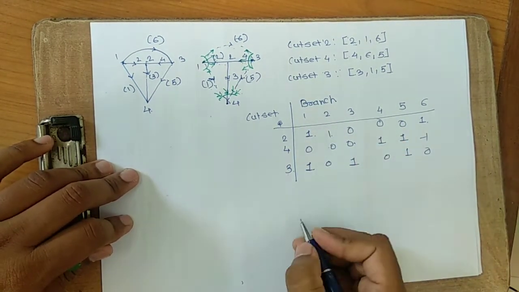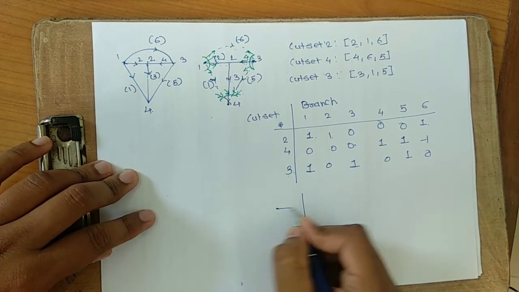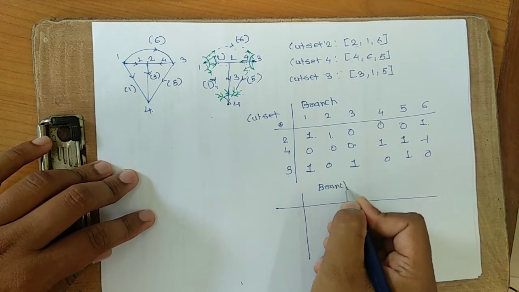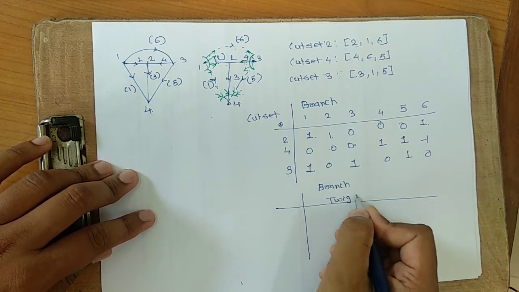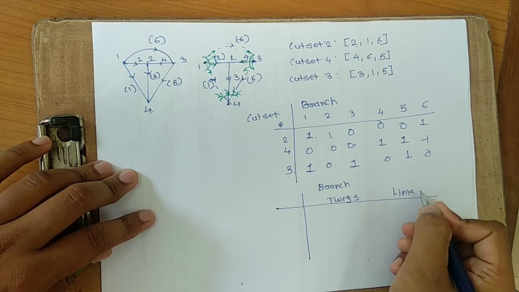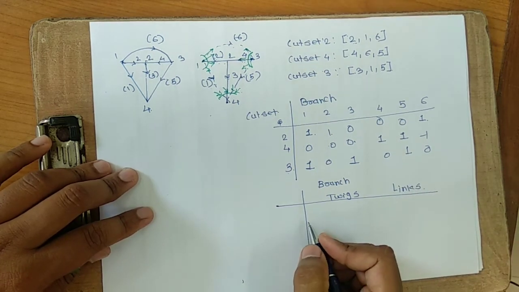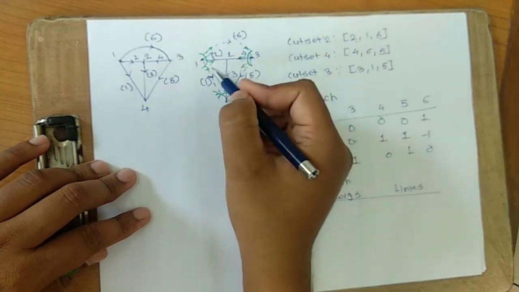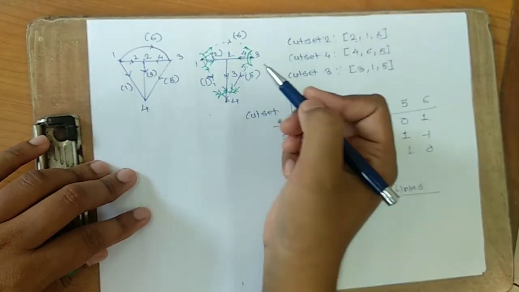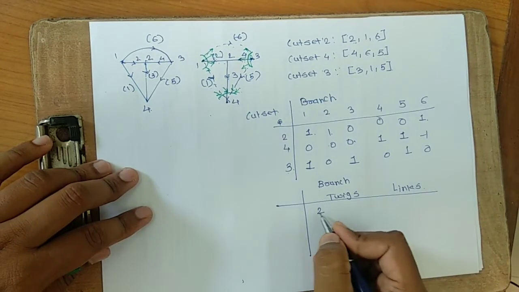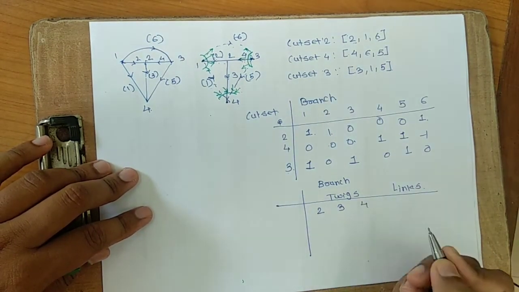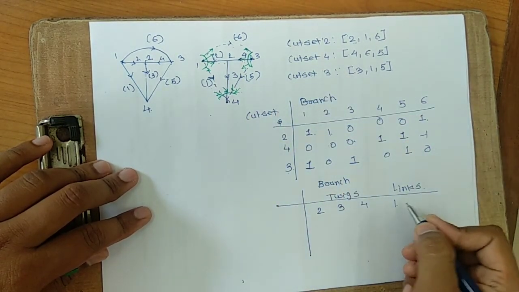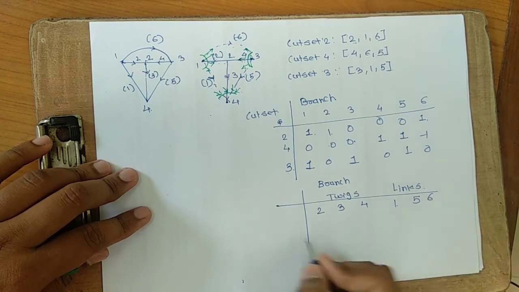In that you have to separate out the twigs and links. So what are the twigs and links given inside the figure? Twigs are the permanent branches, that is 2, 4 and 3. I will write 2, 3 and 4, and the remaining are 1, 5 and 6. 1, 5 and 6 are the links.